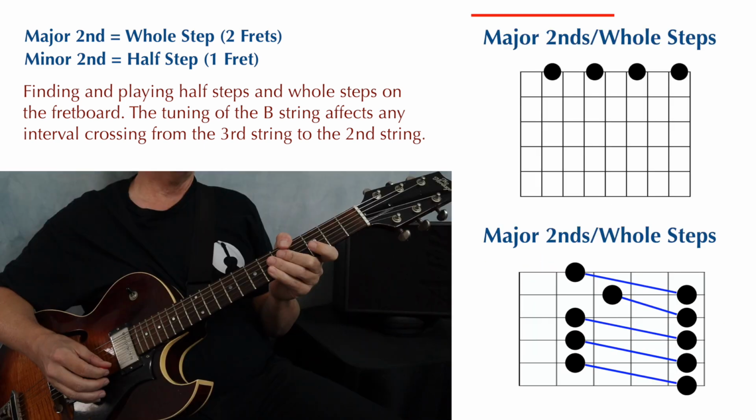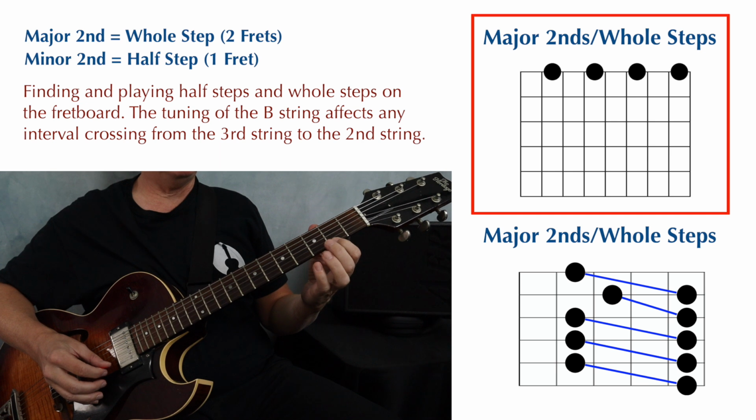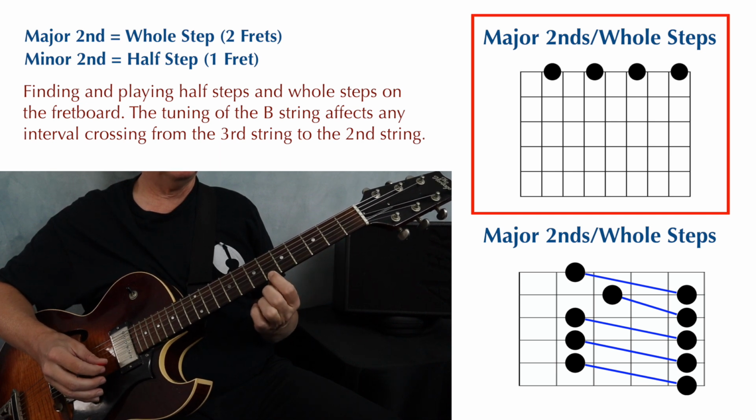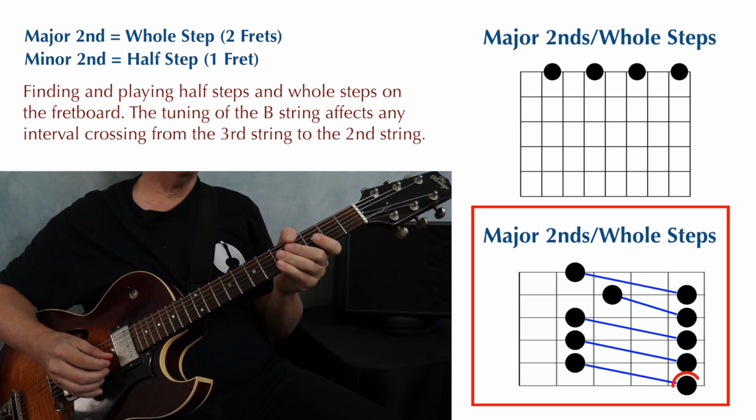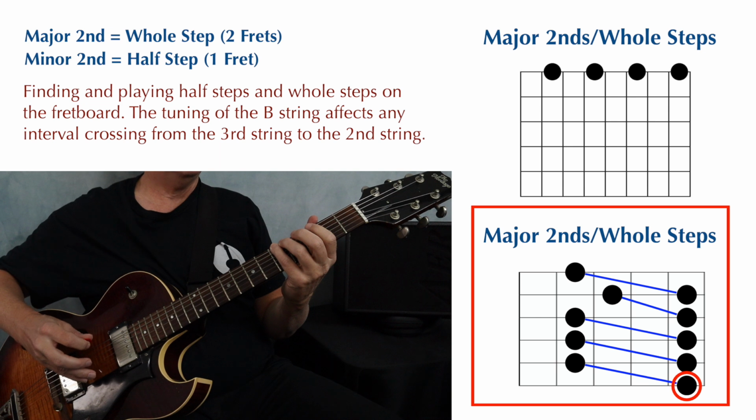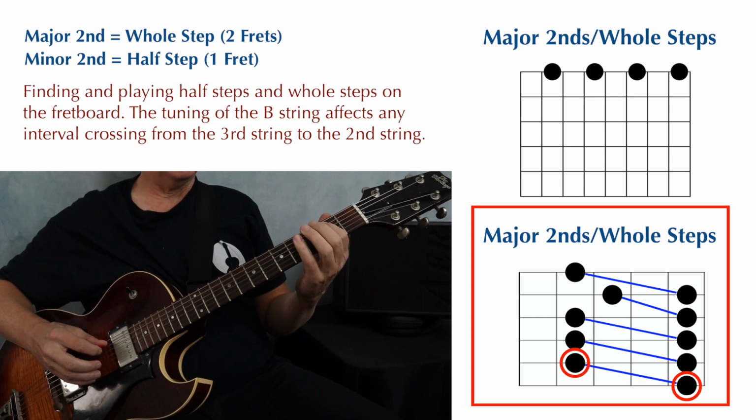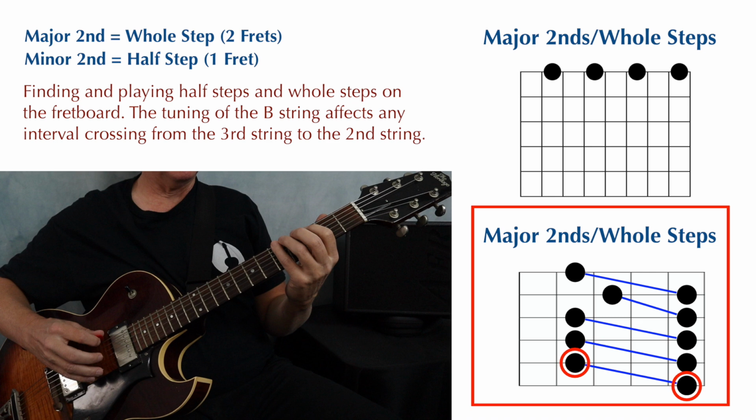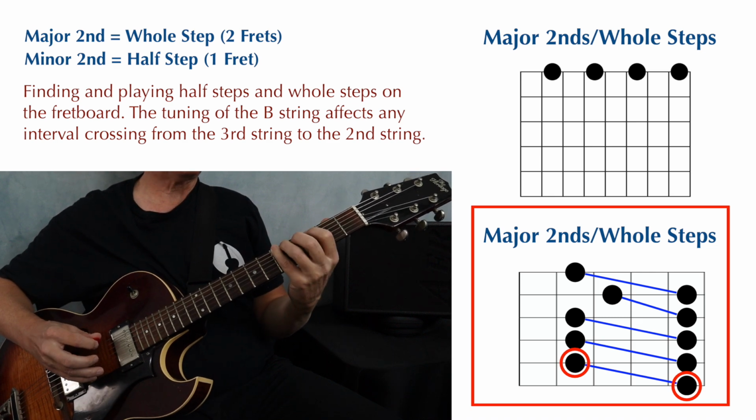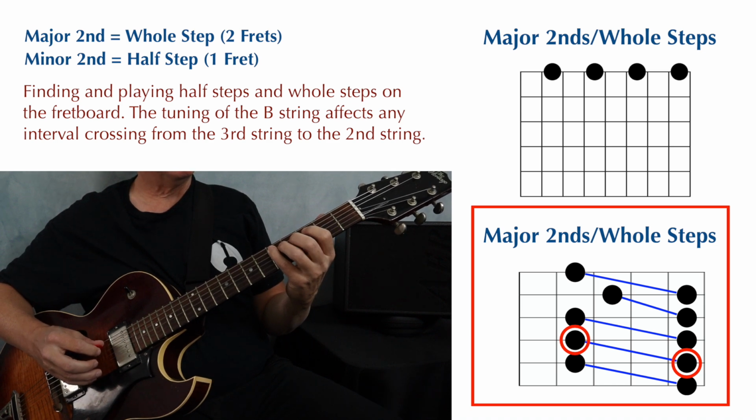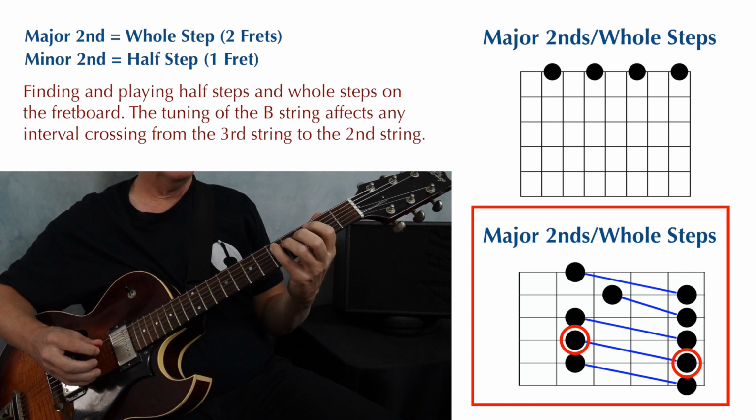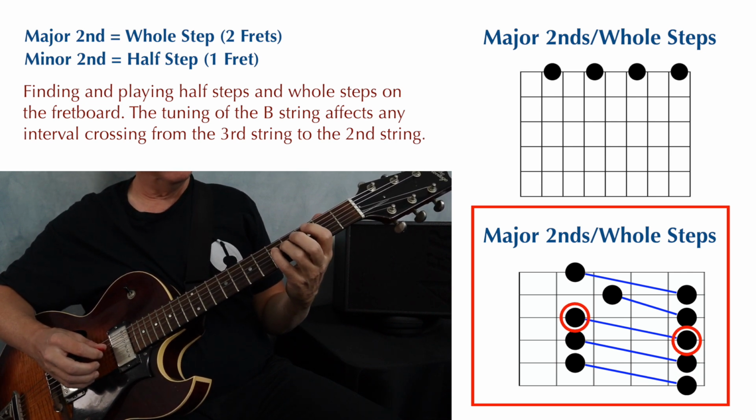Now whole steps. To play a whole step along the same string, just play 2 frets distance, up or down. Now if your first note is on the 6th string, 3 frets lower on the 5th string will be a whole step or major second higher, and vice versa. Same if your first note is on the 5th string, moving to the 4th string, 3 frets distance. And same if you're moving from string 4 to 3.